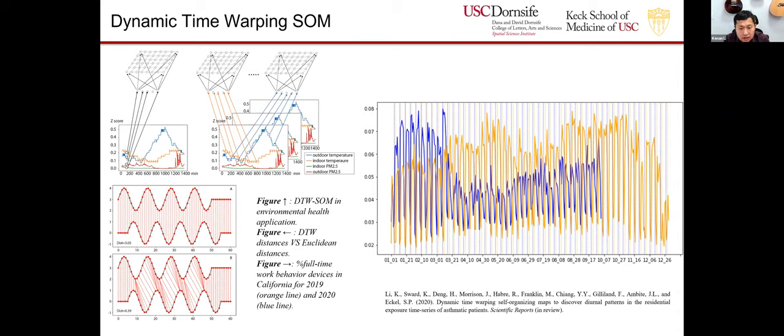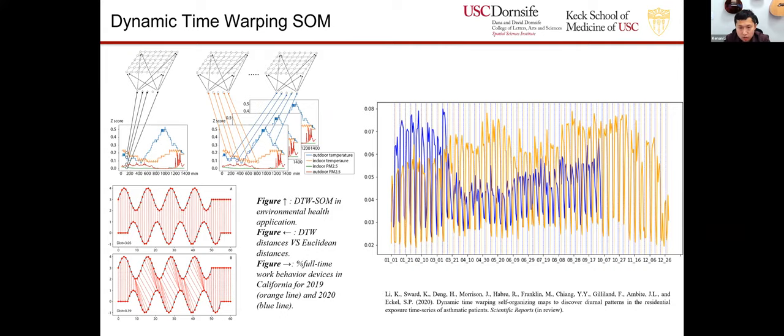We compared the time series clustering methods, and we found that the self-organizing map is one of the highest performing algorithms, which granted us the smallest within-group distances and the largest among-group distances. However, the traditional SOM, self-organizing map, is very weak at handling the time dependence of time series data.